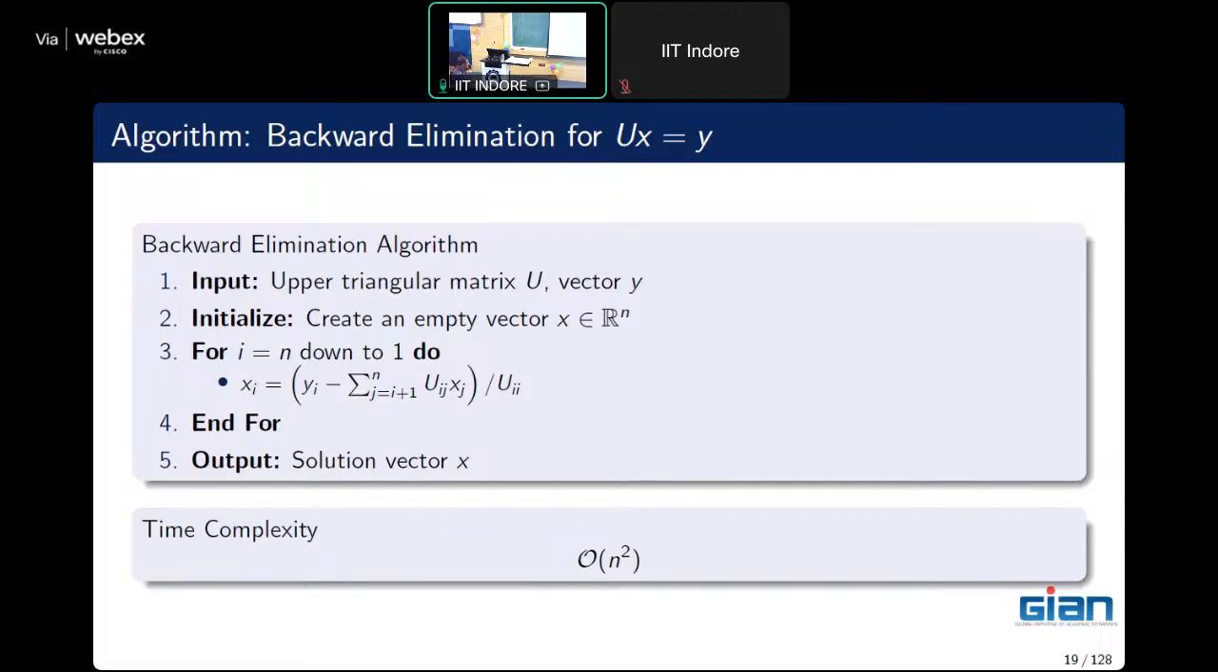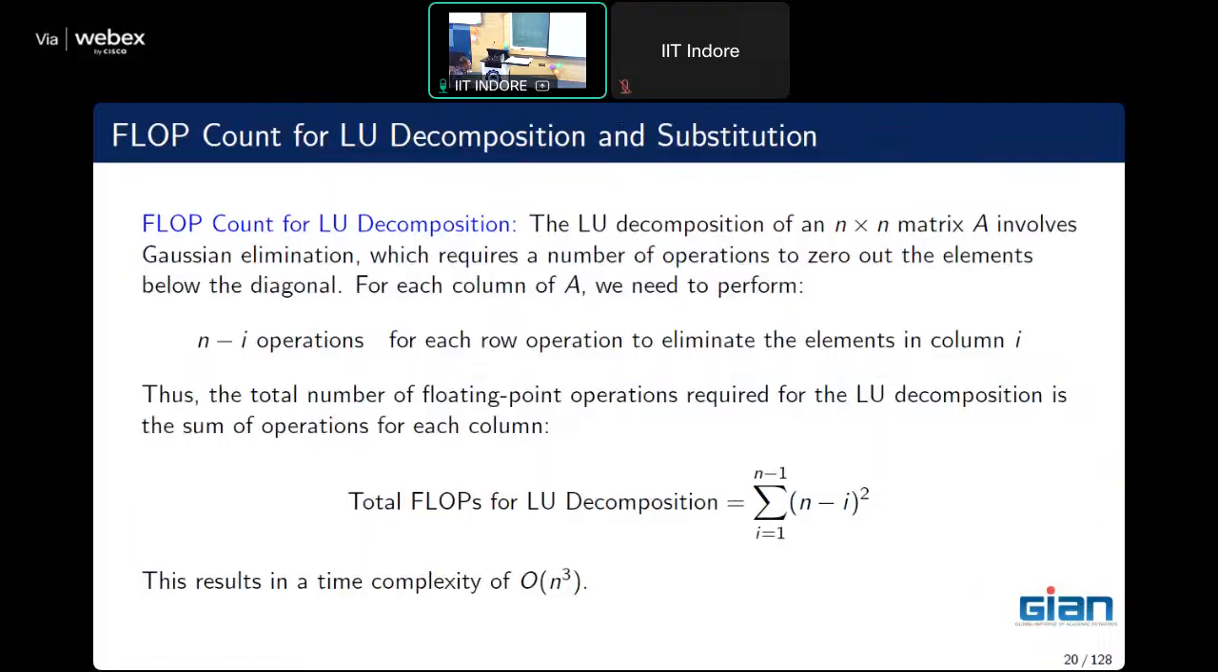You take this summation with j varying from i plus 1 to n, and here i varies from 1 to n. If you add, you will get n square plus some other terms in n and some constant. You just ignore them because n is very large. So likewise, when you solve the matrix equation A equal to LU, you need forward and backward substitution, and also you have to calculate L and U.